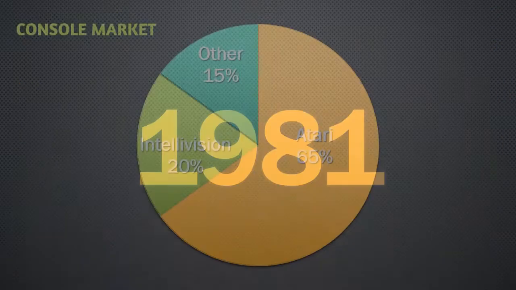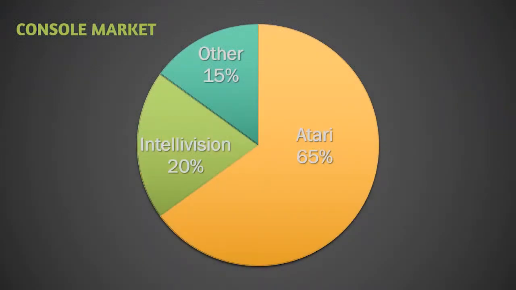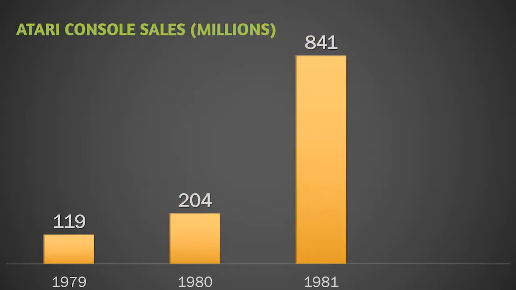Okay, so that moves us to 1981. And this is the state of the console market. You have Atari, which has 65% of the market, and Intellivision has 20%. And Intellivision got in recently, right? Atari's created it, basically. And then you have the other 15% with various other things that don't really matter that much. These are the Atari console sales, okay?